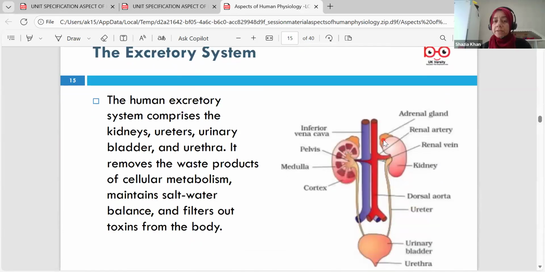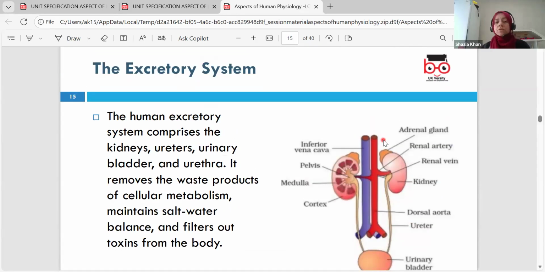The excretory system. The excretory system is there to help us in excretion. Again, it's made up of different organs. So you have the kidneys, the ureter, the urinary bladder, the urethra. They remove waste of cellular metabolism, maintain salt water balance, and filter out toxins from the body.